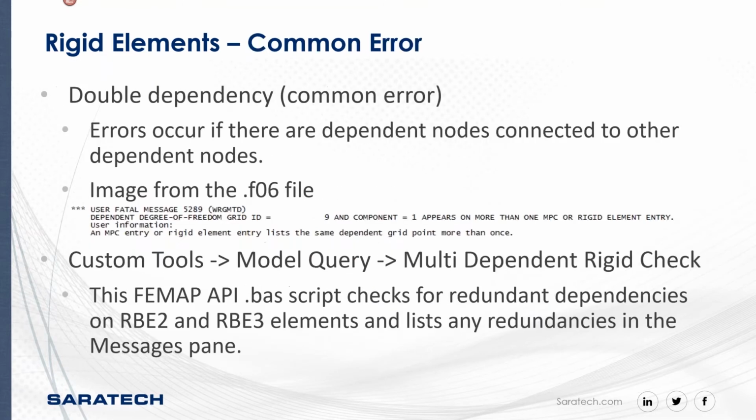All right, and I mentioned earlier about this double dependency common error. I did have a picture from the F06 file, and it says an MPC entry, a rigid element entry, lists the same dependent grid point more than once. If this happens, there's a custom tool: custom tools, model query, multi-dependent rigid check. From there, it'll list for you the entities that are redundant, and then you can go ahead and fix them.